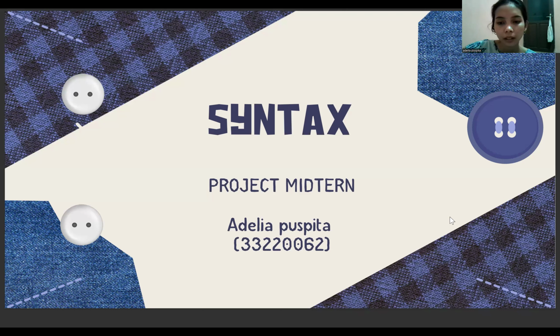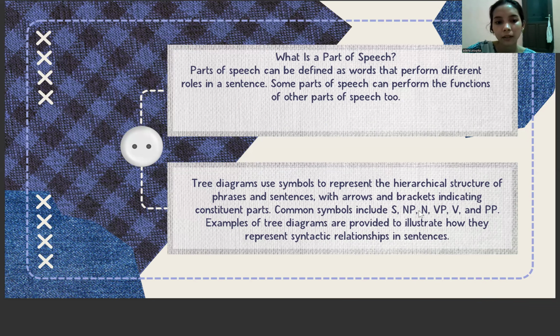So, what is part of speech? A part of speech can be defined as a word that performs a different role in a sentence. Some parts of speech can perform the function of other parts of speech too. The next is the tree diagram. A tree diagram uses symbols to represent the hierarchical structure of phrases and sentences, with rows and brackets indicating constituent parts. Common symbols include S, NP, VP, V, and PP. Examples of tree diagrams are provided to illustrate syntactic relationships in a sentence.